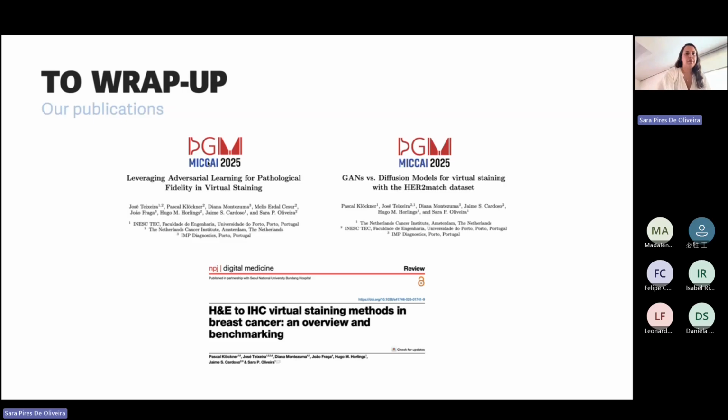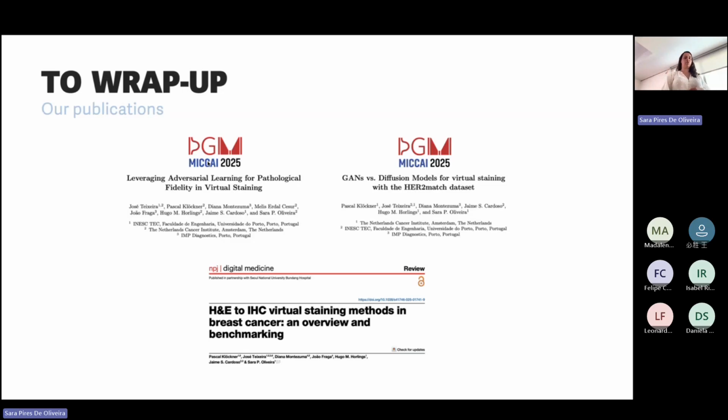And to wrap up, this project resulted in 3 publications. The one in the bottom is just a review of all the techniques that have been used. And we also do that first comparison that I told you. We also do that comparison with the 2 public datasets. So it's kind of a benchmarking and people know where the models stand.